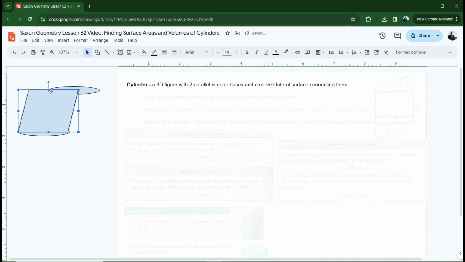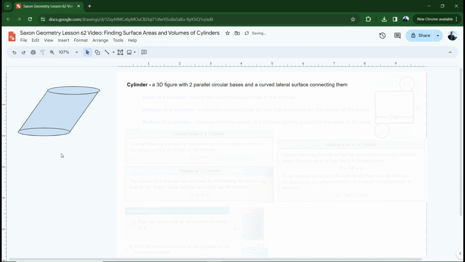And let's just see what this looks like when it's finished. So we've got to just make this bent over like that. I don't know that I'm going to be able to get this perfect. Hey, look at that. That's not bad. This is known as an oblique cylinder.